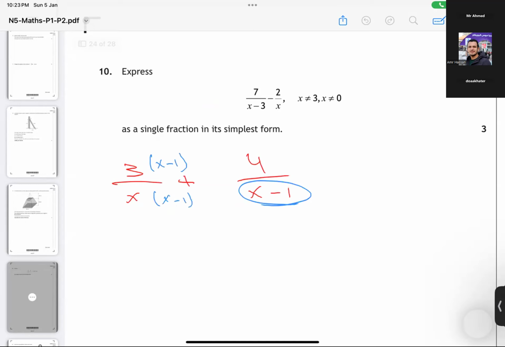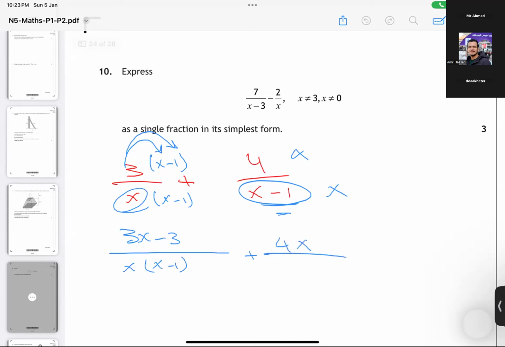And what about the other one? I don't think they are still the same, because this one is x minus 1, but this one is x multiplied by x minus 1. We need to pick up x and multiply x up and down. Look at the denominator. They are the same. But remember, I need to distribute it. So it's going to be 3x minus 3, divided by x multiplied by x minus 1, plus 4x divided by x multiplied by x minus 1.